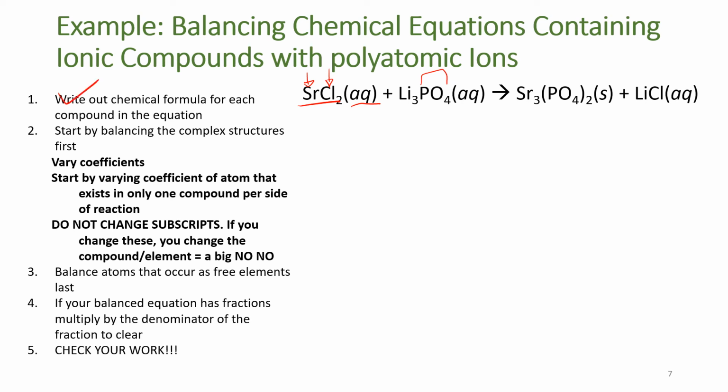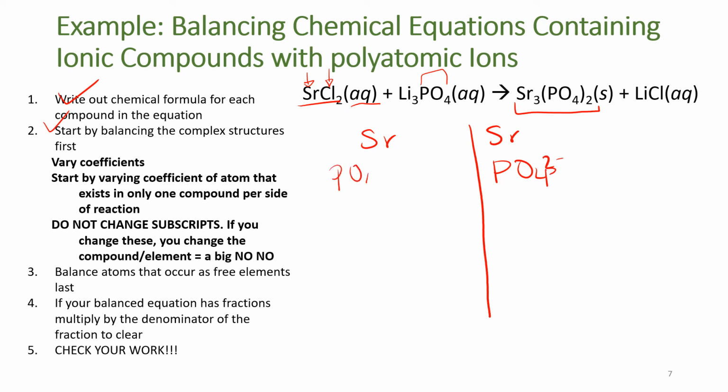So we have the chemical formula written out. We're going to start by balancing the most complex structures first. In all of these, I guess the most complex ones are the ones that have the most subscripts. For example, this one I would say is pretty complicated, so we're actually going to get started with that one. Let's start with Sr first, which is strontium. And then we have phosphate, right? Phosphate is a polyatomic ion. There should be 3. So we're going to start with both of those.